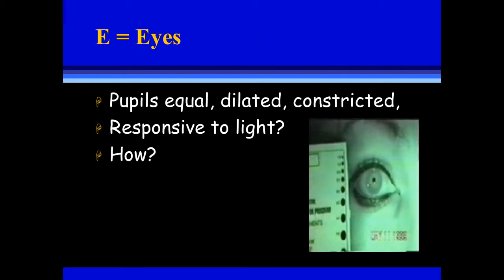So depth of coma. Eyes, pupils: are they equal, dilated, or constricted? Responsive to light and how. Look at the pupils. They should be the same. They should respond the same, whatever they are. If they're ever unequal, we know that equals a problem, right? If they're real constricted, what is that a sign of? Narcotic overload. Okay, narcotics. Good. And if they're dilated, it would be stimulants, so methamphetamines, cocaine, that type of thing. What if one's dilated and one's constricted? Head injury.